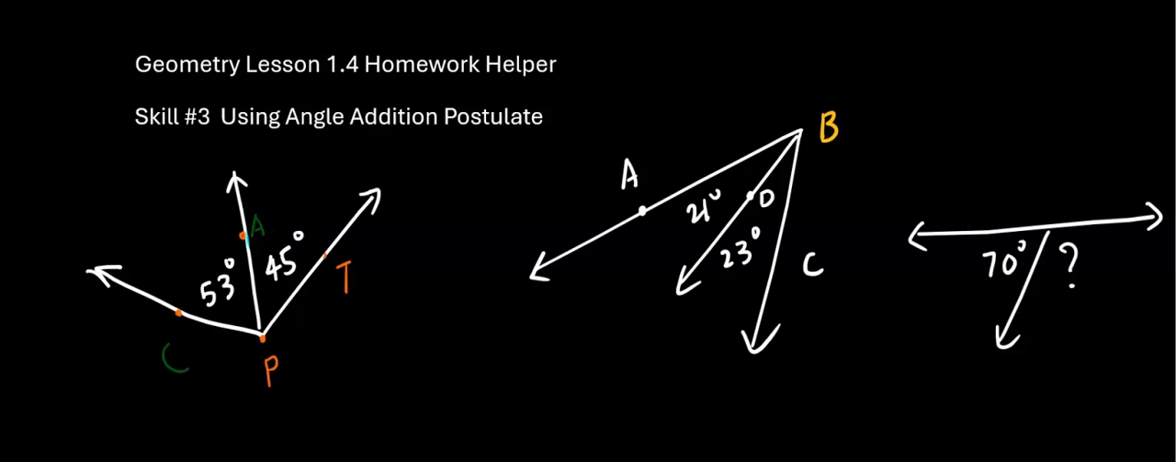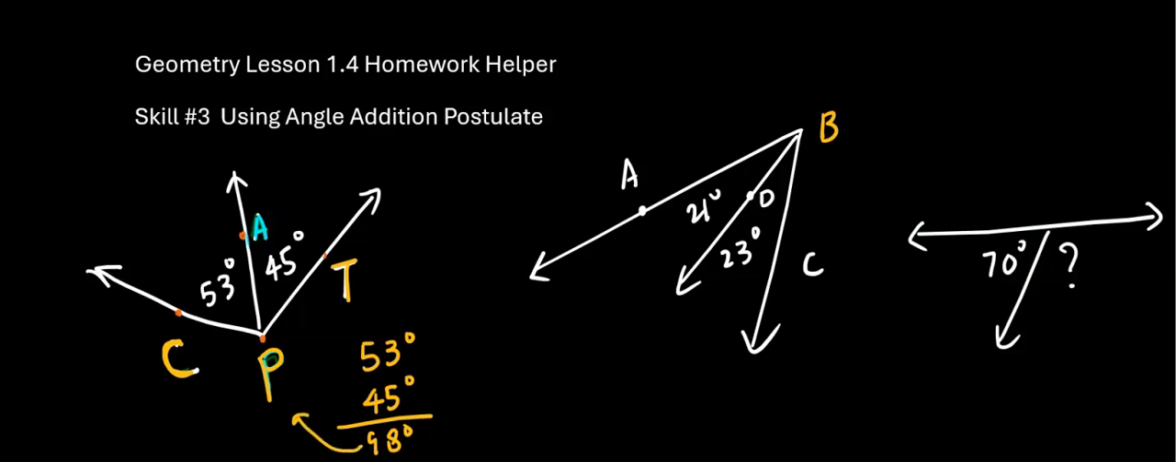We're going to use angle addition postulate to solve the following problems. We are given angle CPA is 53 degrees. Angle TPA is 45 degrees. It asks us, what is the angle measure for angle CPT? We simply add these two. We say 53 degrees plus 45 degrees is 98 degrees.